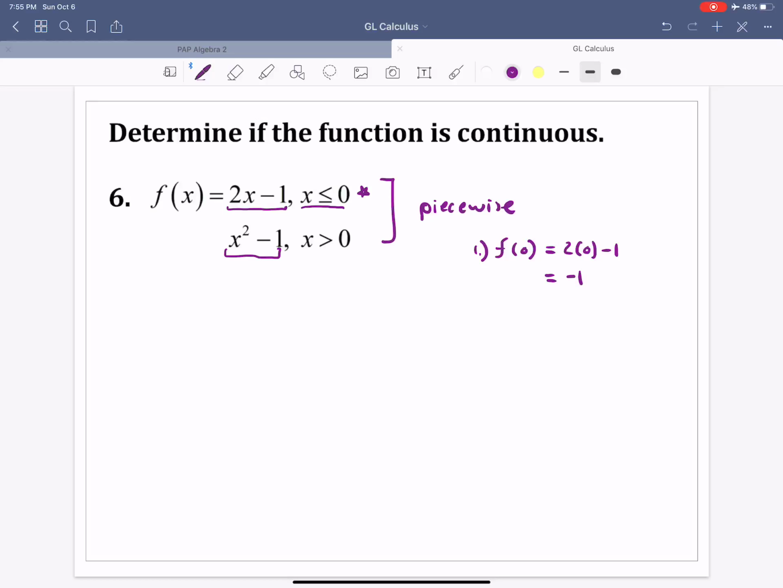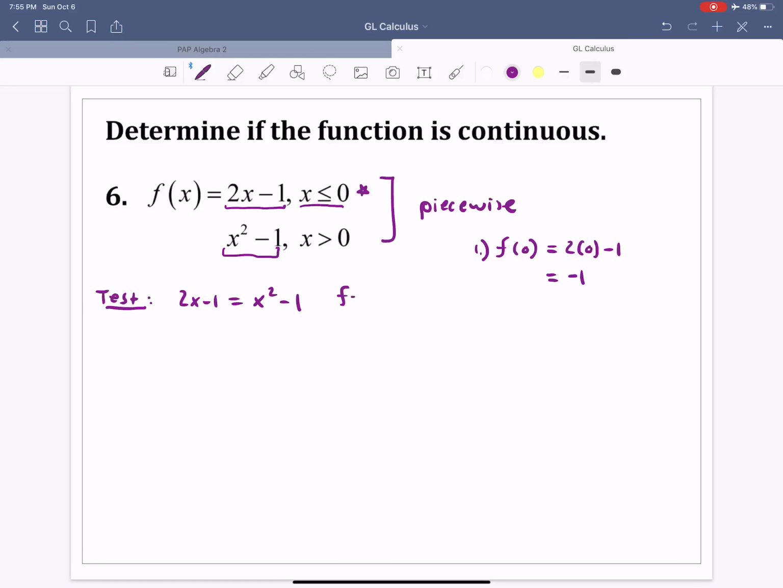The next thing I want to do is see whether the limit of each one of these exists, and whether it equals the same thing. Here's how we do that. We're going to test to see if 2x minus 1 equals x squared minus 1 for x equals 0. That means we plug 0 into each one of those and test to see if they give us the same value. So 2 times 0 minus 1 equals 0 squared minus 1. I get negative 1 equals negative 1. So that's the same thing, so that limit actually exists.